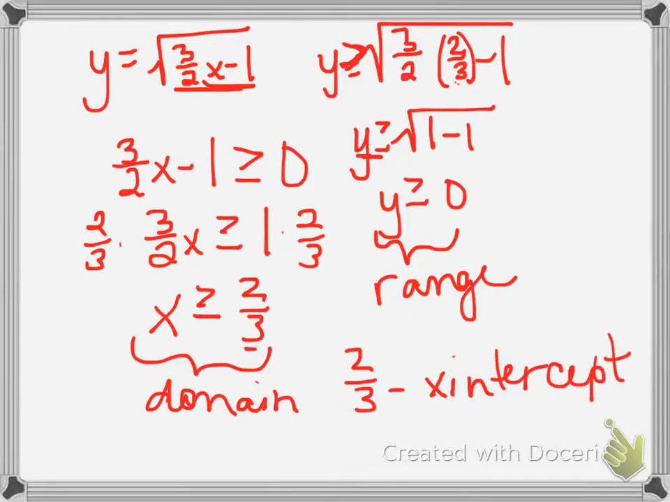So I want to know what is the value of y when x is 0. Well, x can never be 0, because if I plug 0 in, I'd have 3/2 times 0, which would be 0, minus 1, which would be negative 1. We can't take the square root of a negative 1. Graphically, that would not yield us a real answer. It would be imaginary. So there is no y-intercept.